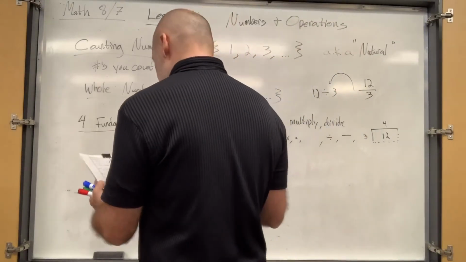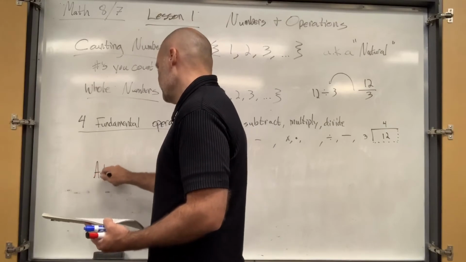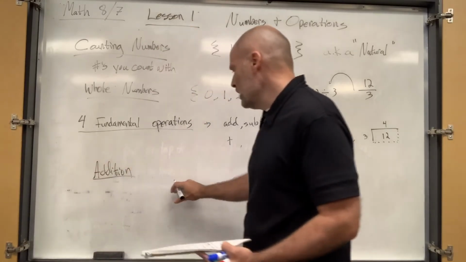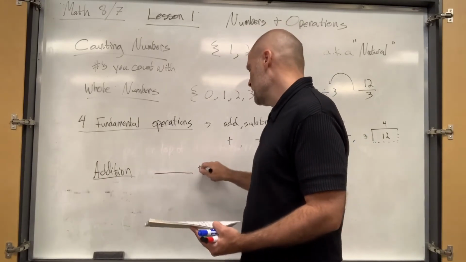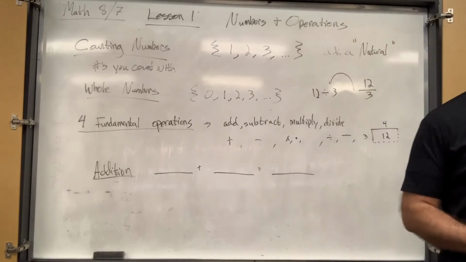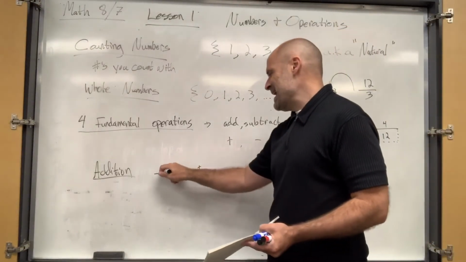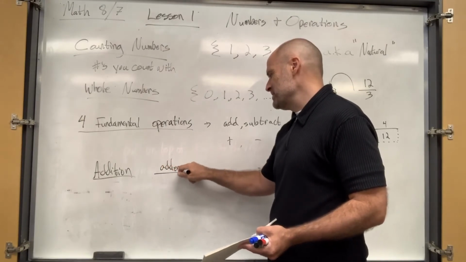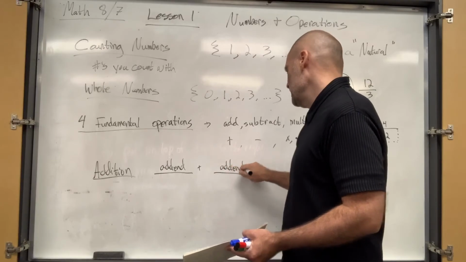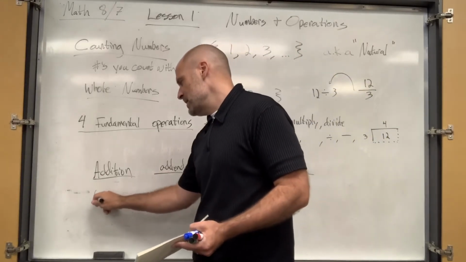So let's talk about addition. And there are 3 parts of an addition problem. Something plus something equals something. There are words for these somethings. Grady, do you know? Addend, addend, and then the answer to an addition problem is called a sum. Good. All right.